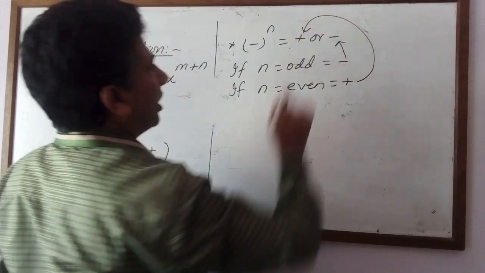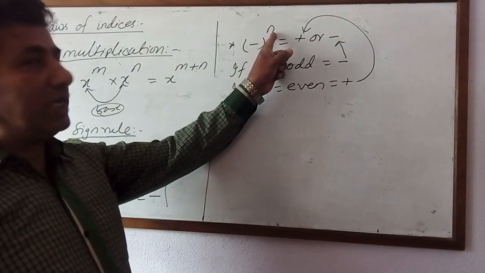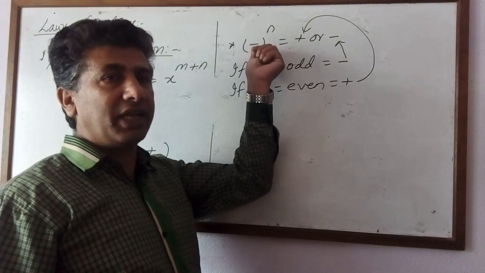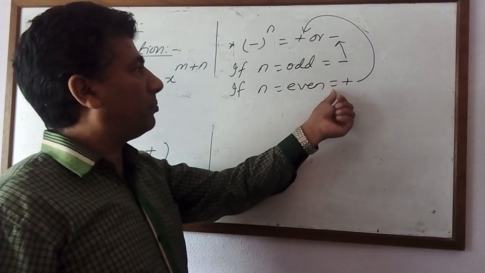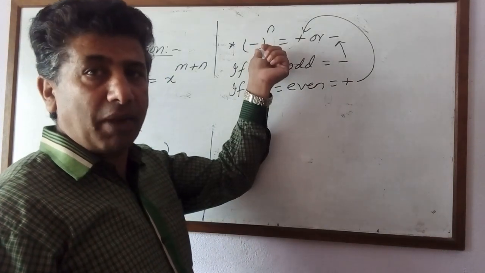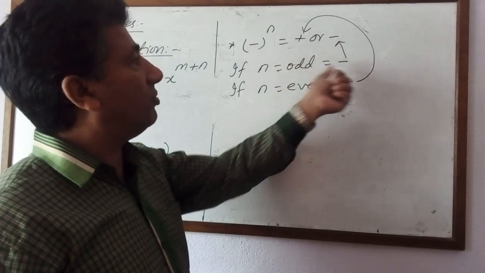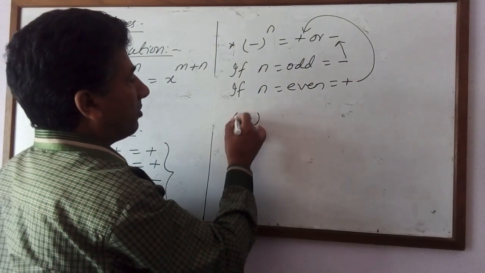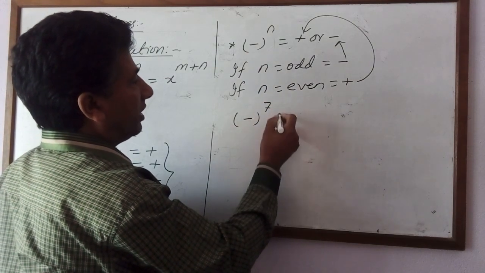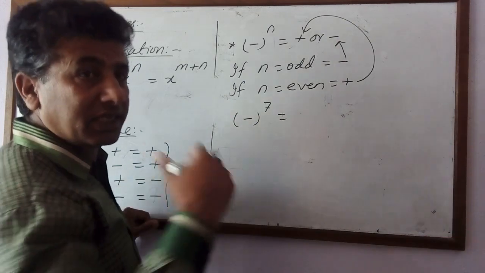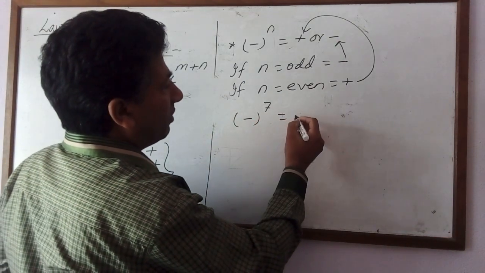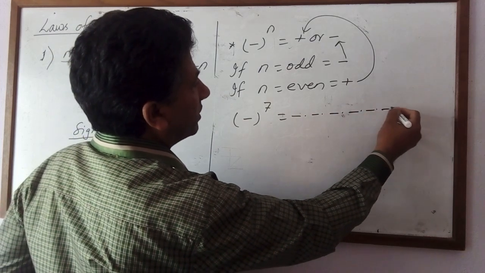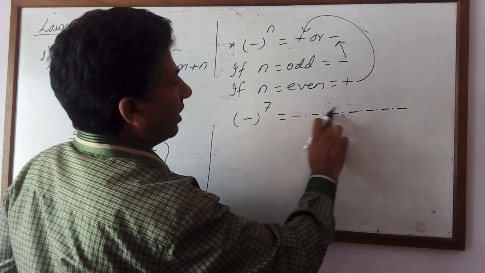This one we have to write. If there is minus, and this power is an even number, it means when you multiply the minus sign an even number of times, it will be positive. When you multiply the minus sign an odd number of times, it will be negative. Remember this. Now example, suppose minus power 7. It means multiply this minus sign 7 times. Then it will be minus 1, 2, 3, 4, 5, 6, 7.